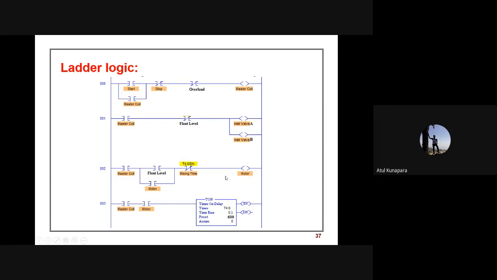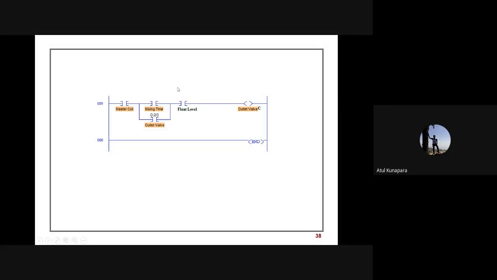So the motor will stop. And once the motor stops, the outlet valve should be turned on. Once the mixing time is over, your outlet valve C will be turned on, and it will remain on until your float level contact is energized again. As soon as your tank becomes empty, this float level contact will open again. And this is how your whole system is going to work.